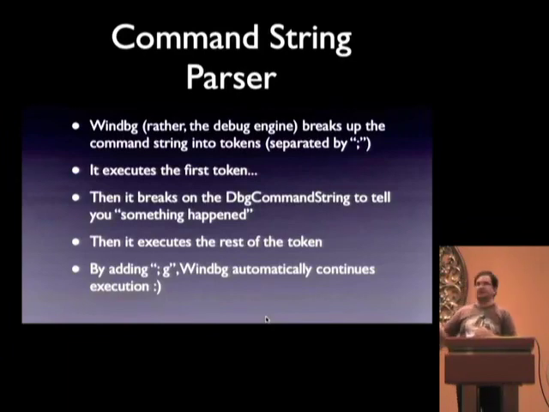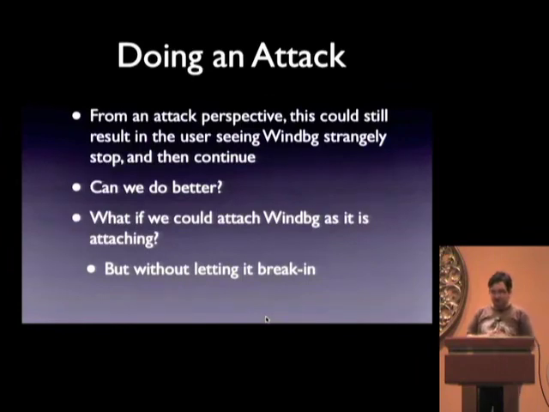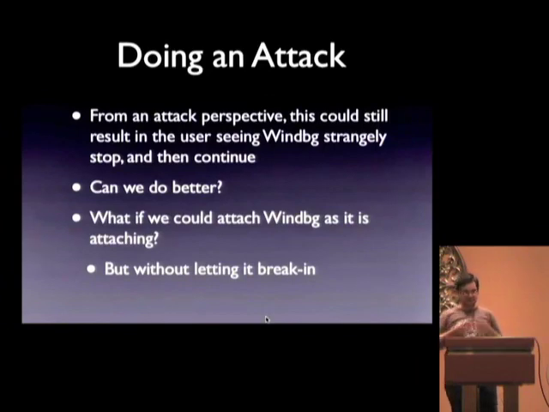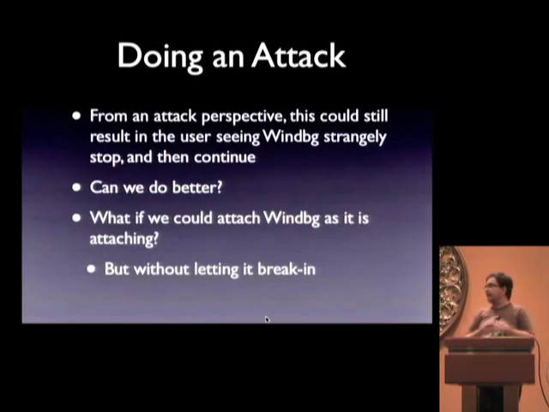And so g is go in WinDbg lingo. You just send a command packet with semicolon g. WinDbg is going to break, but then the next command is go, so it's actually not going to break, and just silently executes that command for you. So from an attack perspective, all you need to do is call debug command string, give it a string, and have WinDbg execute it. But there are still some caveats. You'll still see WinDbg breaking and then starting again, and that still requires you to know when to actually send the command string.